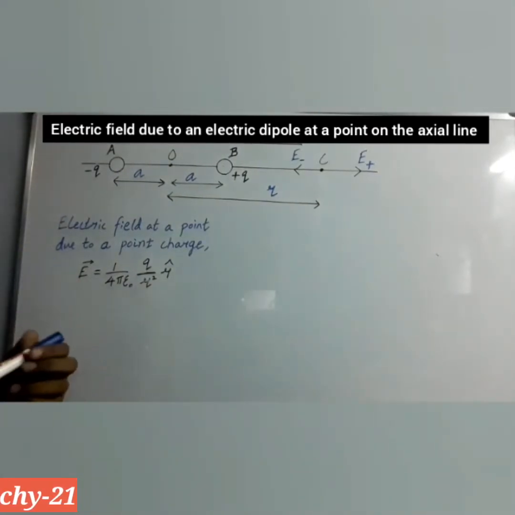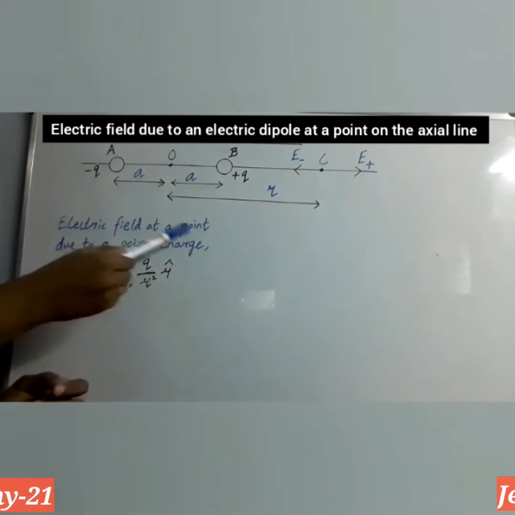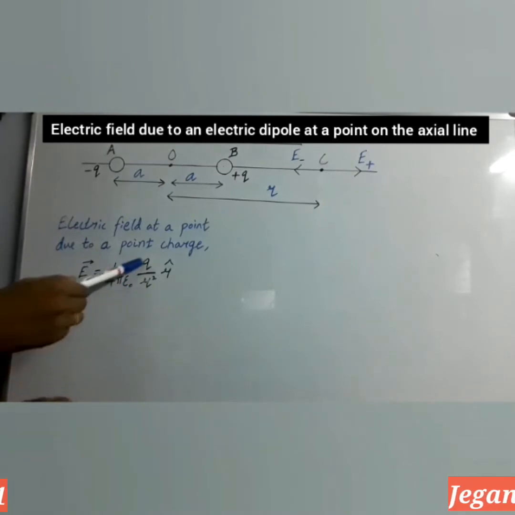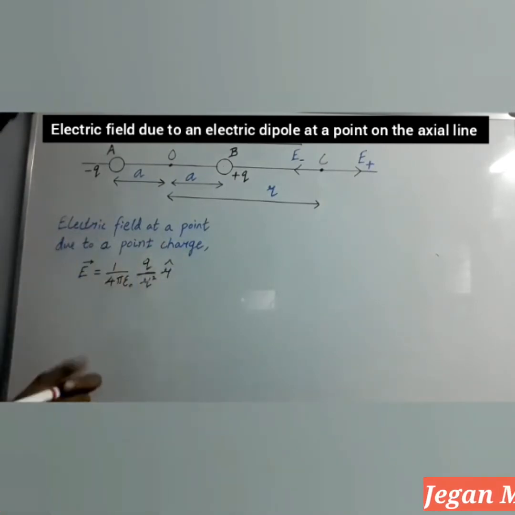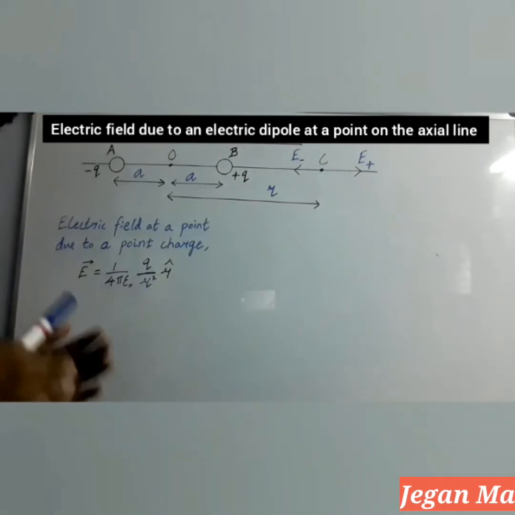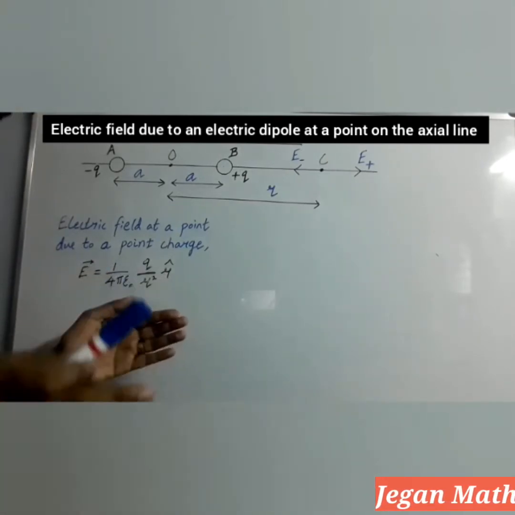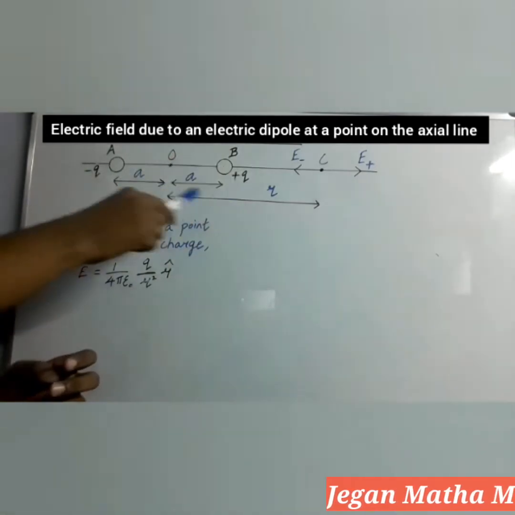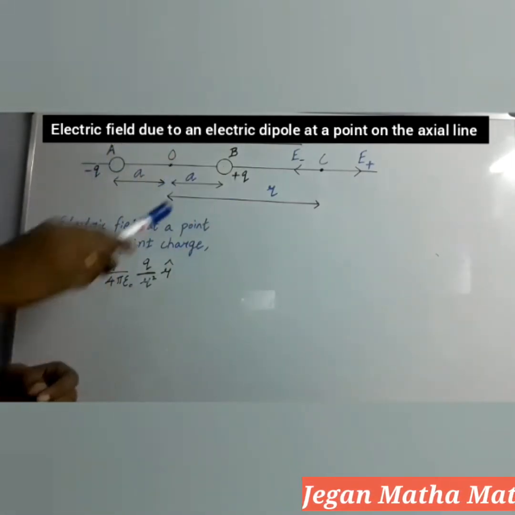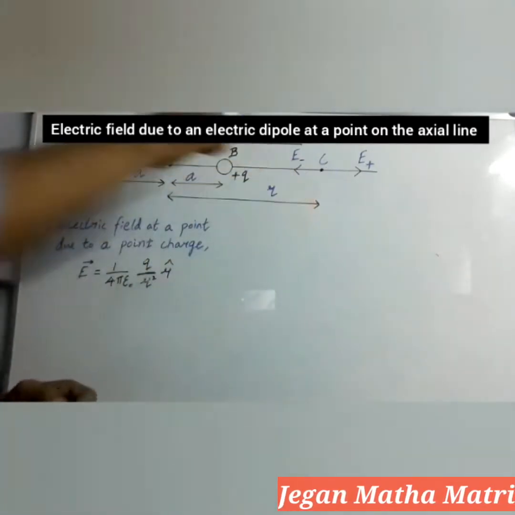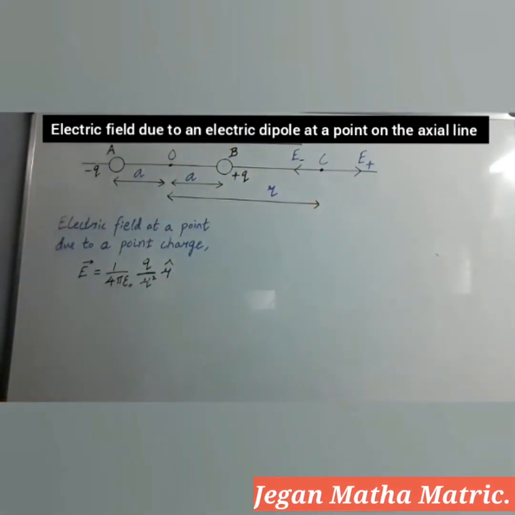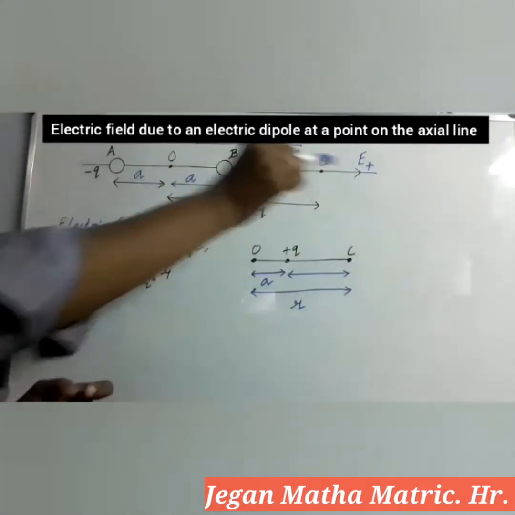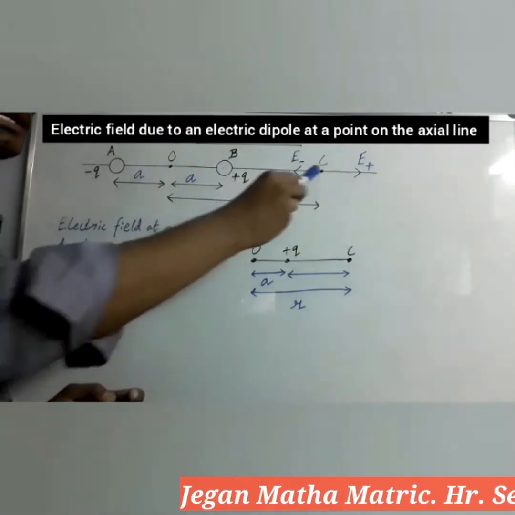Here I have written the common expression for the electric field at a point due to a point charge. E vector is equal to 1 by 4 pi epsilon naught, q by r square, into r cap. Here r is nothing but the distance between the point charge and the point where you are going to find the electric field. In this case, we have to find the distance between the point charges and the point C. To find the electric field given by the positive charge at the point C, we need the distance between the positive charge and the point C.